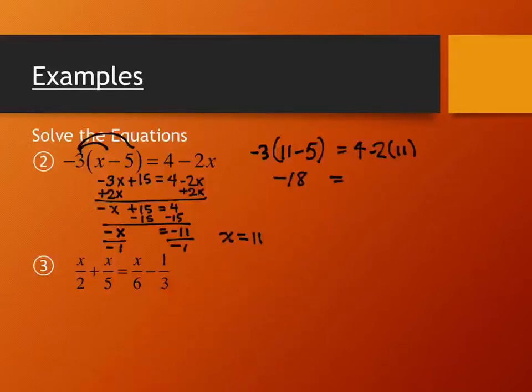On the right-hand side, there's no insides of parentheses to simplify. So do I subtract first or do I multiply first? Multiply first. 2 times 11 would be 22. So then I have 4 minus 22, which would be negative 18. Does it check out? It does. We've got the right solution.